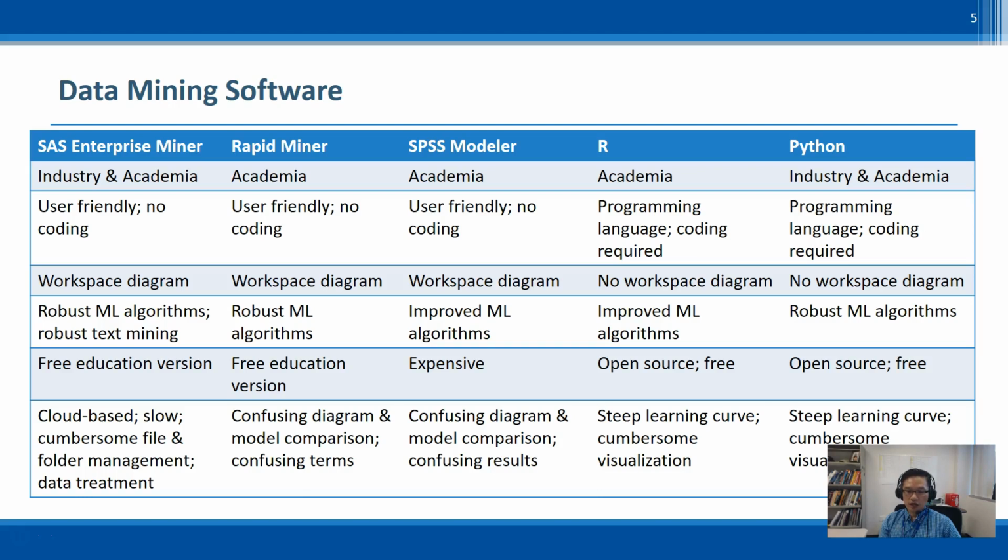Among those software apps, SAS Enterprise Miner, Rapid Miner, and SPSS Modeler all provide the workspace diagram. On the other hand, R and Python do not have this feature due to the programming language nature of these apps. Among the three apps with this feature, I've tried all three and found the diagram by SAS Enterprise Miner is the easiest one to use.